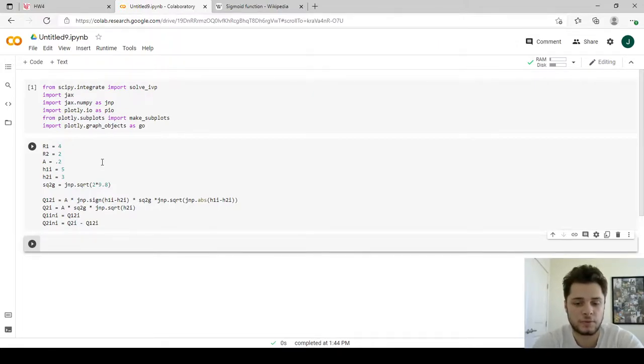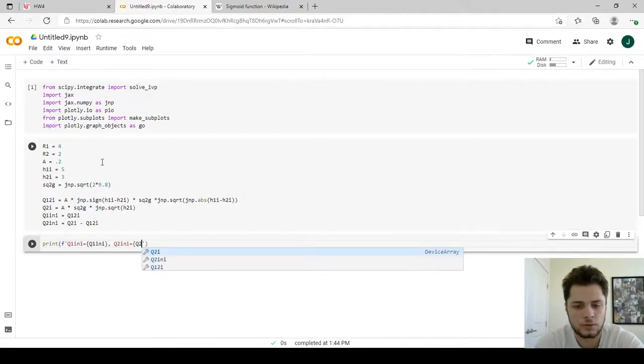So we can just print an F string, and we want Q1Ni equals Q1Ni, and Q2Ni equals Q2Ni.